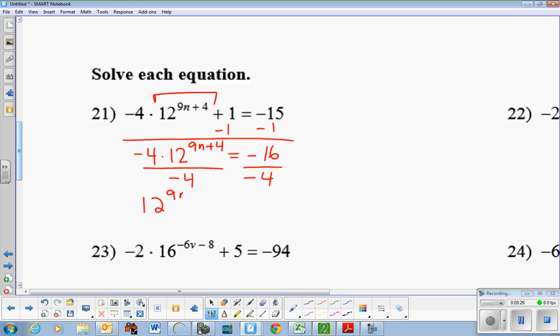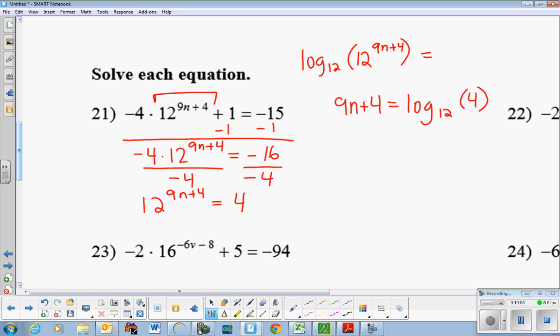12 to the 9n plus 4 equals 4. Now I can log both sides because the exponential expression has been isolated on the left. All right, I'm going to log base 12 both sides. Okay, that's that step I said you would probably start to leave out. The step I left out was this, showing that I did log base 12 of 12 to the 9n plus 4. If you are at all still shaky on that step, write it in there every time. Log base 12 and 12 to the whatever cancel each other out, just leaving the exponent.